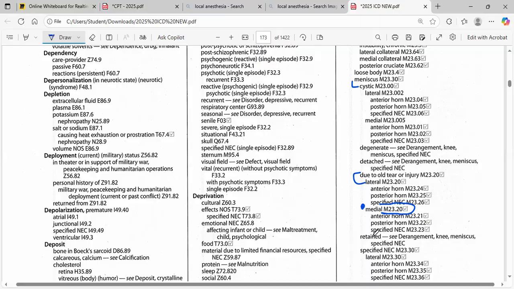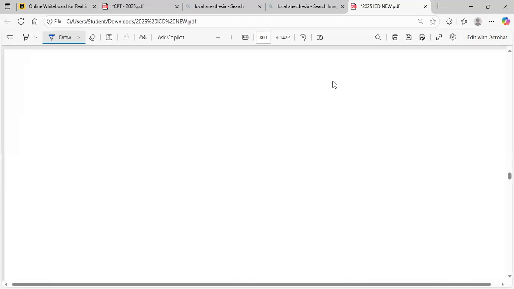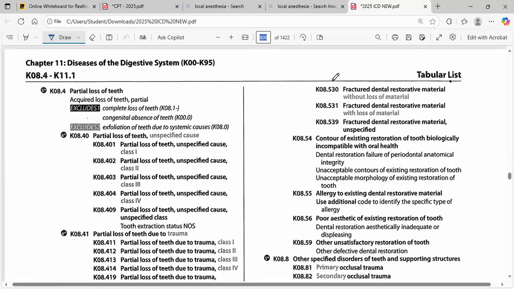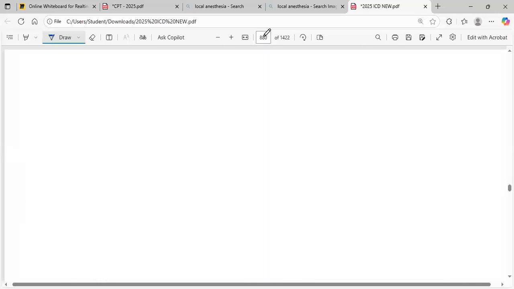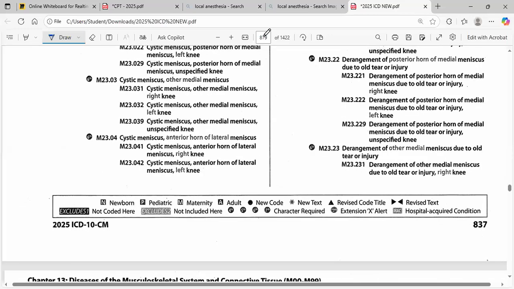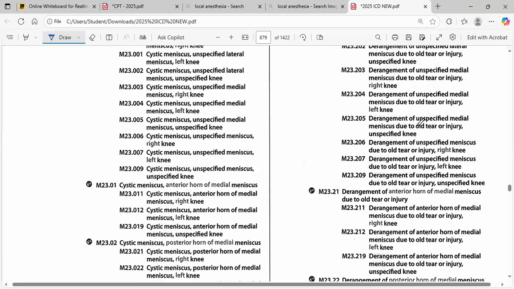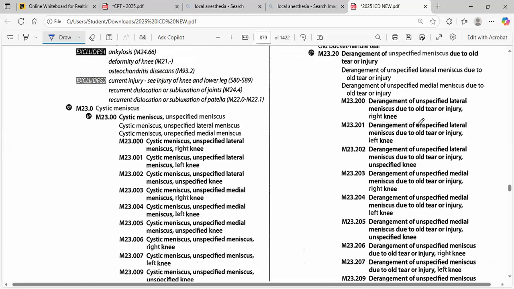We have to refer medial. So here we have the tick. That means we need to complete this code. So to complete this code, we have to refer the tabular. So we will pull M23.20 in the tabular. Now, here we have M23.20.